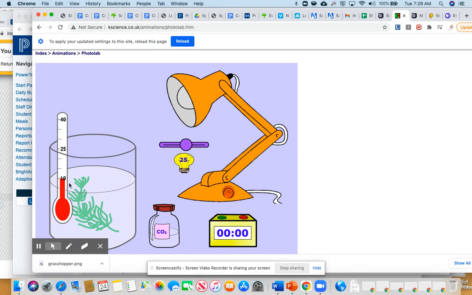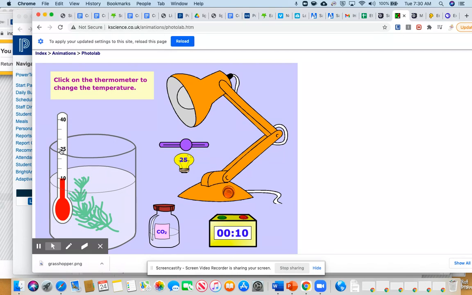So first, we are going to test temperature. We're going to keep light intensity at 25, and we're going to keep CO2 here. So we're not going to change those. We're just testing temperature. Here we go. 1 bubble, 2 bubbles, 3 bubbles. Okay, we got 3 bubbles in 10 seconds, so we're just going to measure it for 10 seconds.